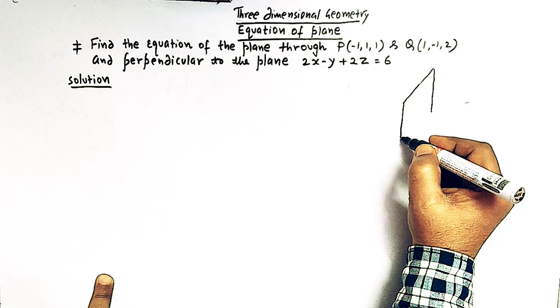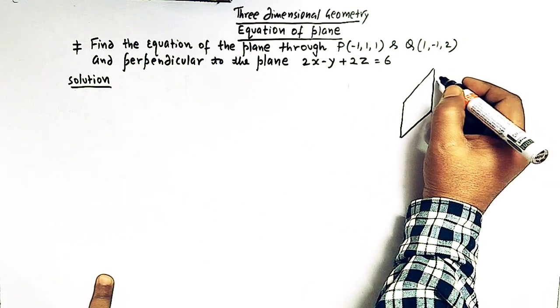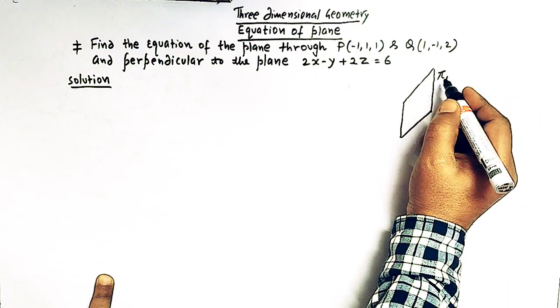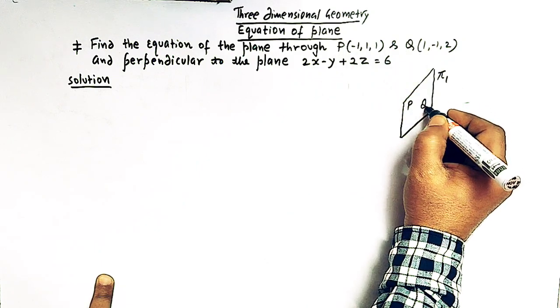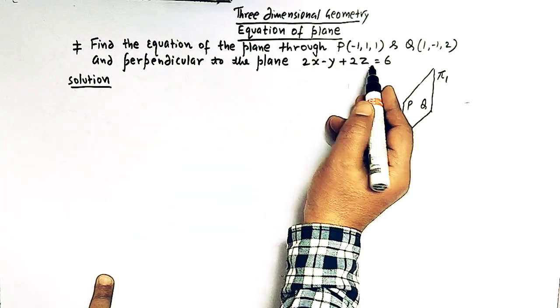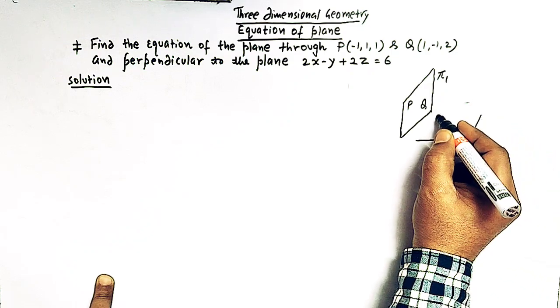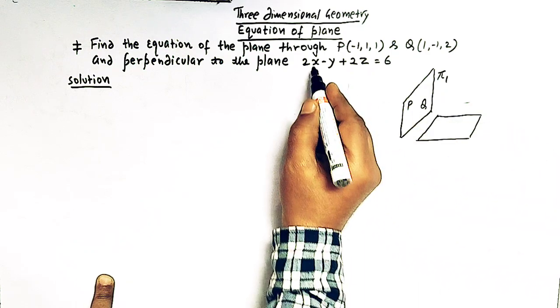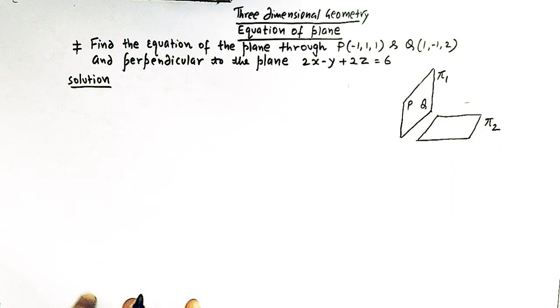This is the plane whose equation is to be obtained, and here this plane may be denoted by say pi 1, and this plane pi 1 contains these 2 points P and Q, right? And this plane pi 1 is given to be perpendicular to this plane, and let us draw this plane like this. So here we can denote this plane by pi 2, right? Okay, so now here we'll make use of the concept of direction cosines, right?